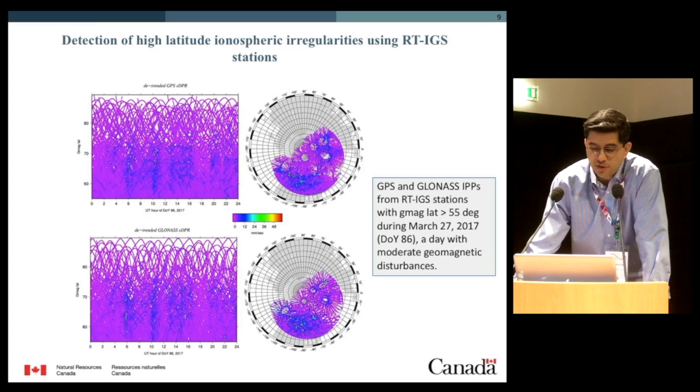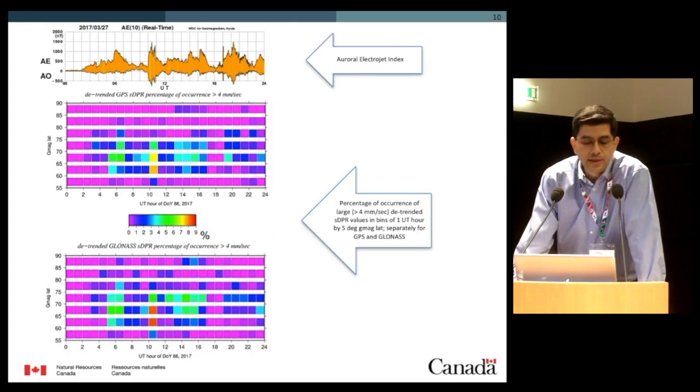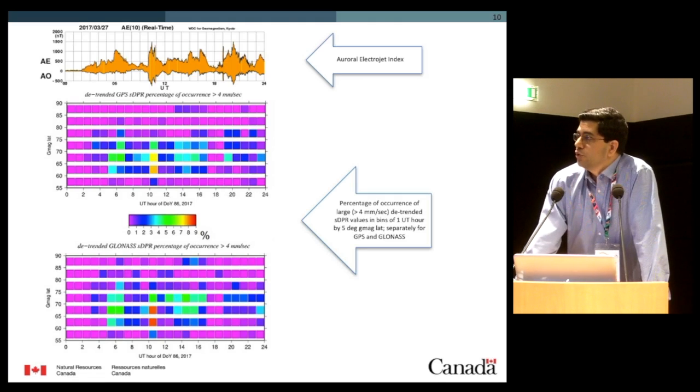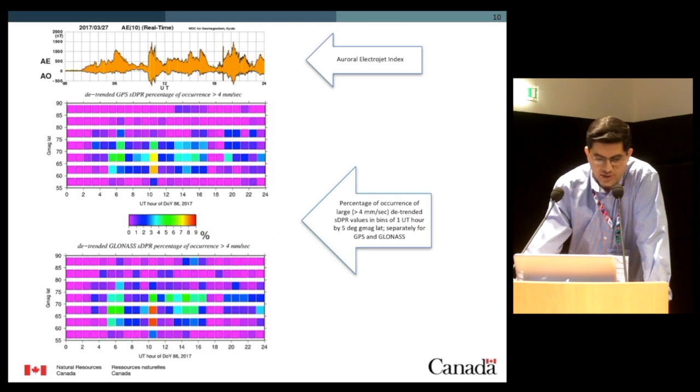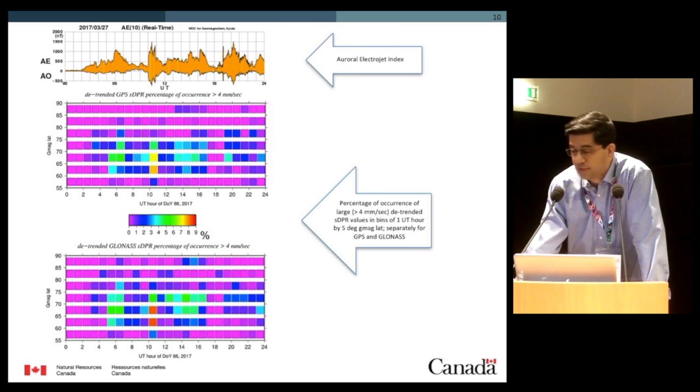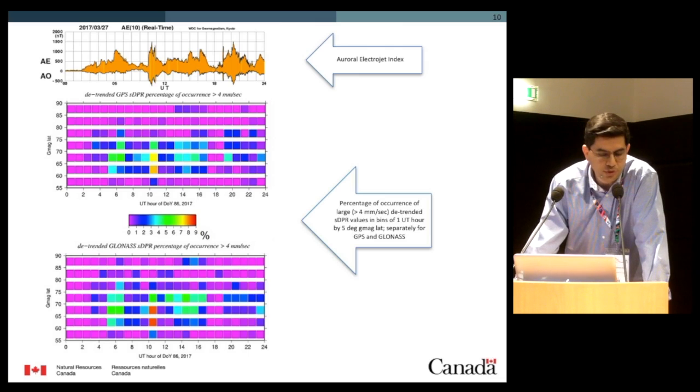This summarizes what we have seen on the previous slide, using bins of 1 UT hour by 5 degrees geomagnetic latitude, and showing the percentage of values exceeding a certain criterion. On the very top is the Auroral electrojet index, which some are familiar with. For those who are not, this is an index used in space weather, coming from a network of magnetometers over the Auroral zone, and you can see it clearly correlates with what we see in both GPS, the middle plot, and GLONASS, the bottom plot, and they agree with the time of irregularities on this moderately disturbed day.